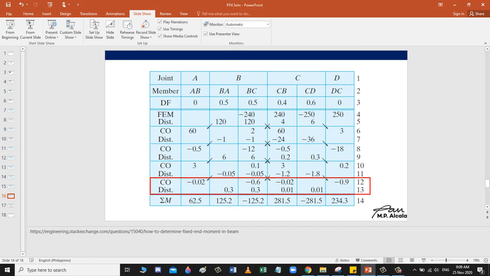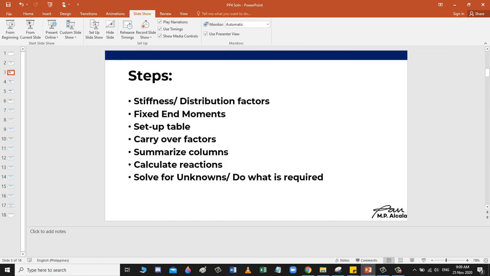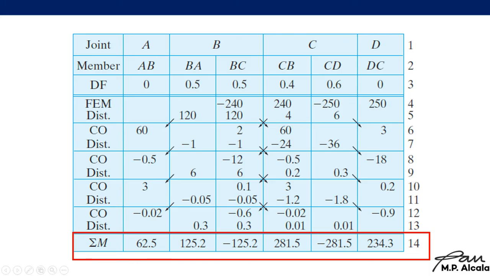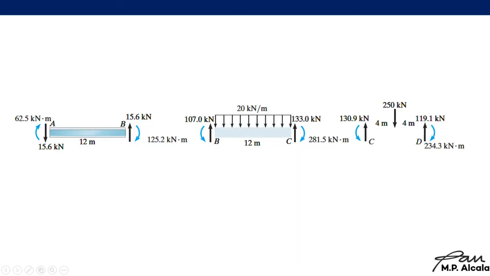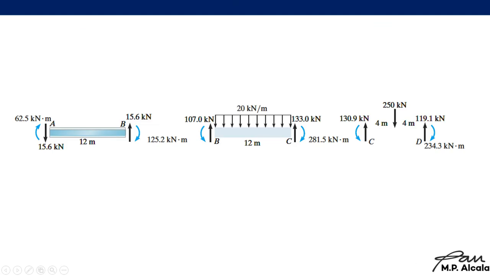So what is our step again? This one, right? Summarize the columns. So you sum everything. AB: 0 plus 60 minus 0.5 plus 3 minus 0.02 will give you 62.5. And for BA, sum, and sum, and sum, and sum. And then finally, the answer will give you the following. So moment of 62.5 kilonewton meter. By the way, the book approach is that we're reversed pala. Okay? 62.5 clockwise. And then for clockwise direction, that will give you positive.